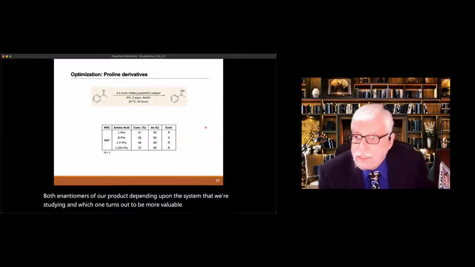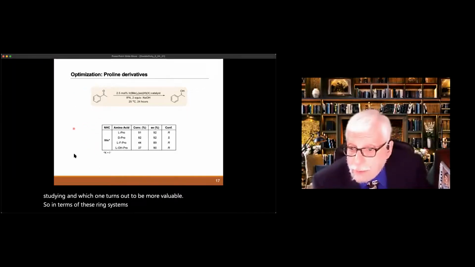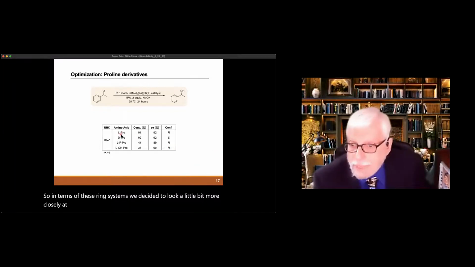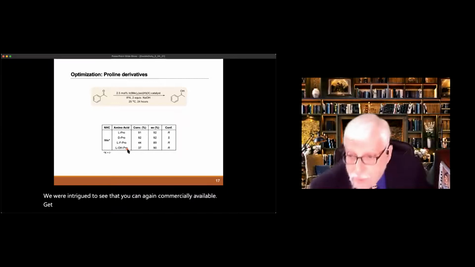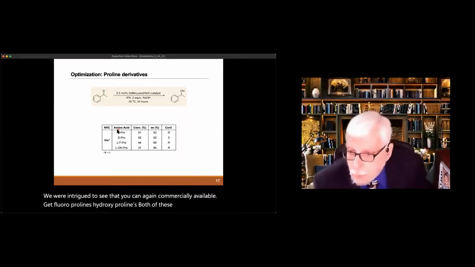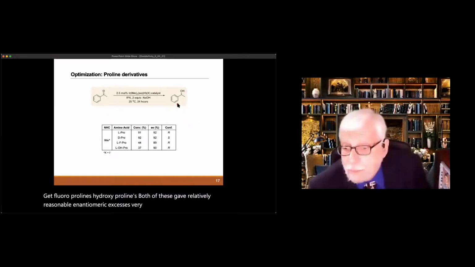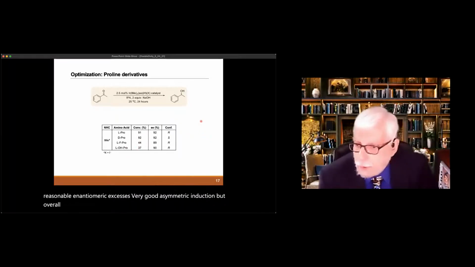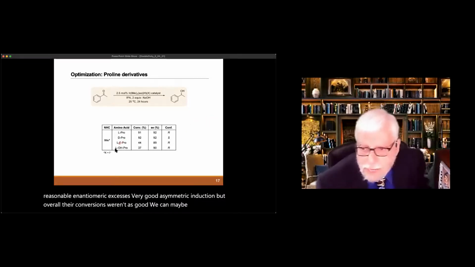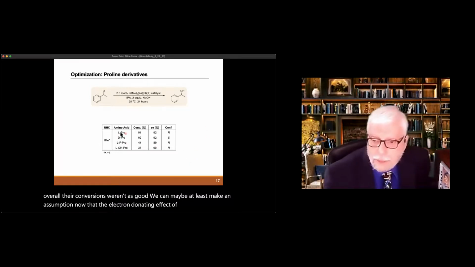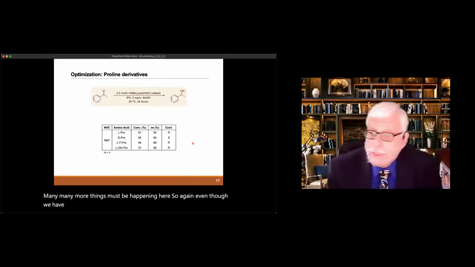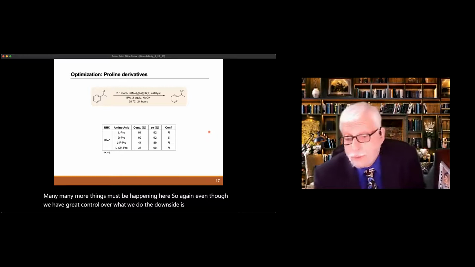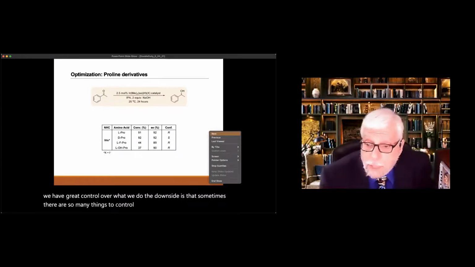So in terms of these ring systems, we decided to look a little bit more closely at other prolines. I've already mentioned the L versus D. We were intrigued to see that you can, again, commercially available, get fluoroprolines, hydroxyprolines. Both of these gave relatively reasonable enantiomeric excesses, very good asymmetric induction, but overall their conversions weren't as good. We can maybe at least make an assumption now that the electron donating effect of the fluorine wasn't very good, but many, many more things must be happening here. So again, even though we have great control over what we do, the downside is that sometimes there are so many things to control that we're not quite sure how to take advantage of all of those.